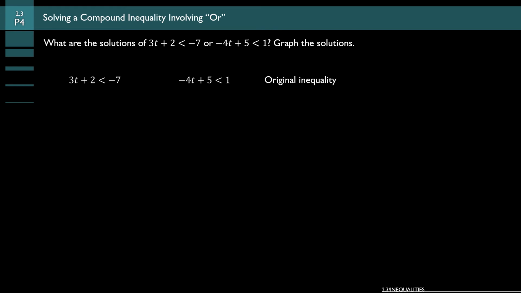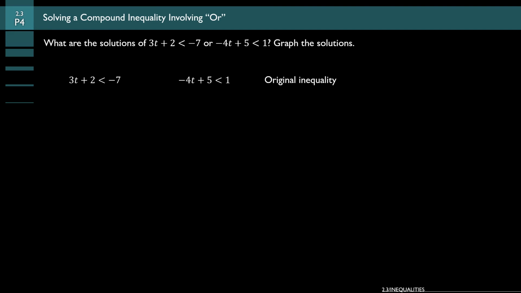Up next, we're going to solve a compound inequality involving OR. So what are the solutions of 3t plus 2 is less than negative 7, or negative 4t plus 5 is less than 1? And again, as always, graph the solution. So we already have 2 inequalities broken apart, so we'll just go ahead and rewrite those as 3t plus 2 is less than negative 7, and negative 4t plus 5 is less than 1.